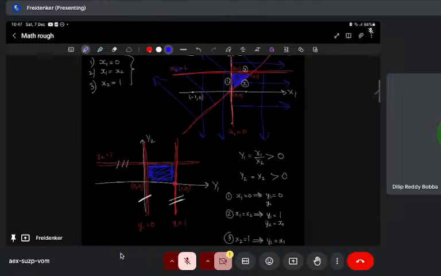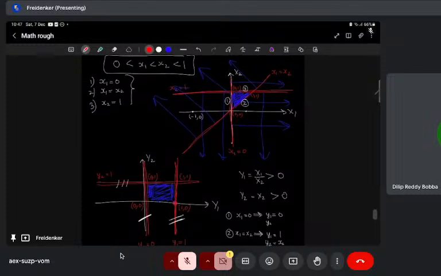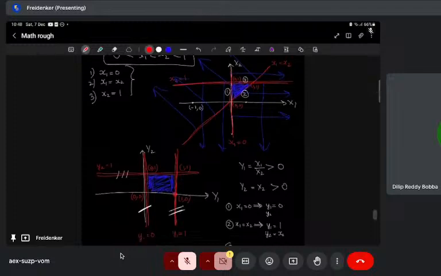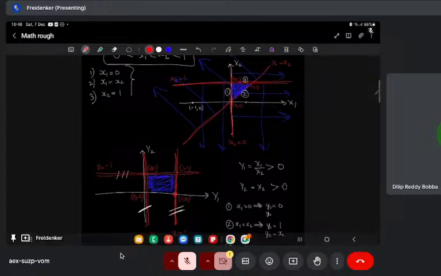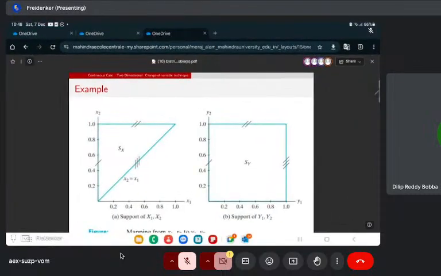And this is 1 comma 1. This is 0. So a triangle in the x1 x2 plane became a square in the y1 y2 plane. So this is a transformation. Now it's simpler. If there's any integration to do, you can just integrate across this surface. Fine. So that is how they got their region of y. Okay, nice.